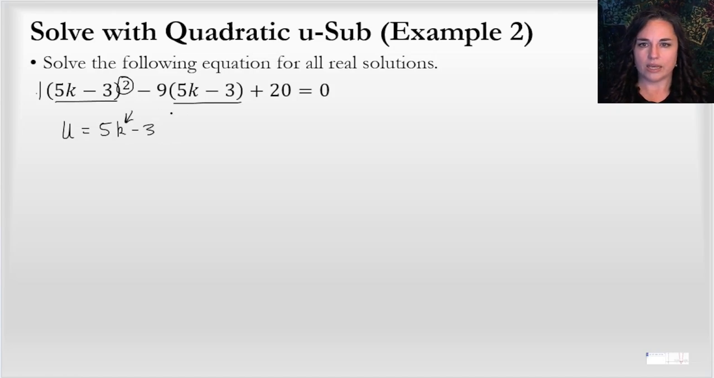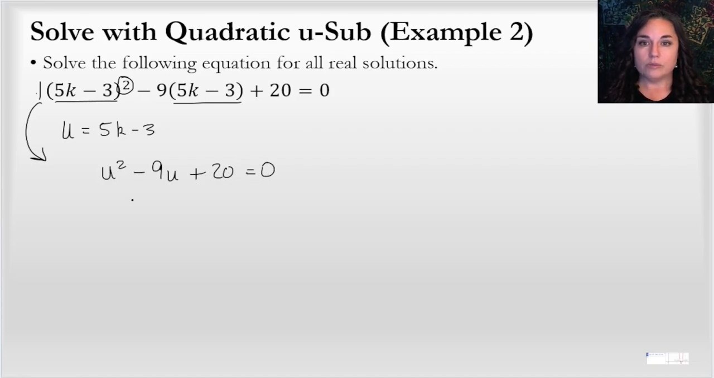That's how I write my k's, because I don't want to confuse them with kappa. It's a physics thing, but that's how I write my k. It's not a weird r, it's a k, all right? So u is 5k minus 3. Now that I have that substitution ready, I'll rewrite my original expression in terms of u. So I'll get u squared minus 9u plus 20 equals 0.